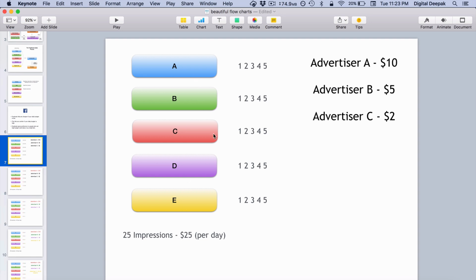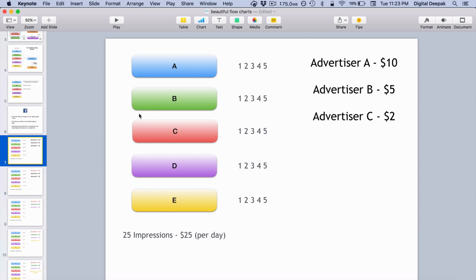We have 5 people and all of them watch 5 ads per day. Obviously the actual numbers will be different. Some people will be more active, some people will be less active, but this is just for understanding's sake. We have 5 people, 5 impressions each, and we have 25 impressions. And let's consider that there are 3 advertisers, advertiser A, B and C. They are trying to put their ads on these ad slots, and advertiser A is spending $10, advertiser B is spending $5, advertiser C is spending $2.